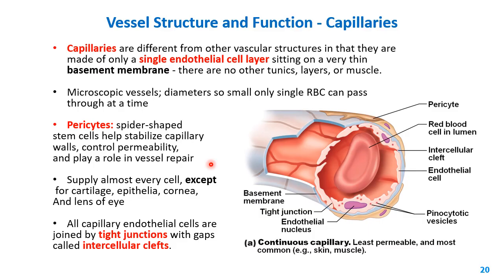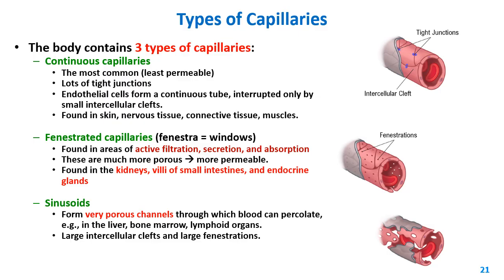Okay, so let's see here. I also mentioned which tissues do not have blood flow. Okay, straight from your book. All right. So types of capillaries. Okay, three types that you have to know. First one is the type we're just looking at. Okay, first one is called continuous capillaries.